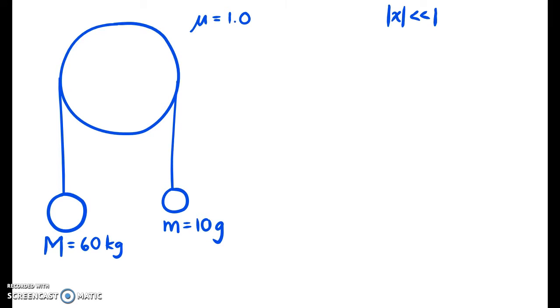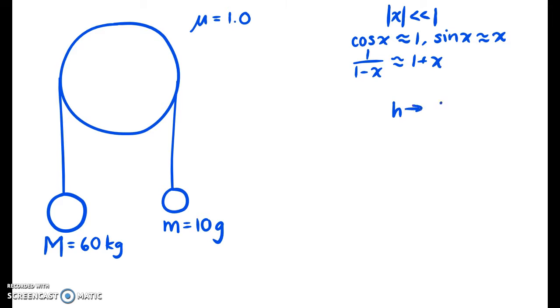We're also given some helpful approximations when we have some number x that is much smaller than 1. We're given the approximation that cosine of x is approximately 1, sine of x is approximately x, and 1 over 1 minus x is approximately 1 plus x. And we're also given the fact that when h goes to infinity, 1 plus 1 over h, to the h power, approaches e, also known as 2.718, and so on.